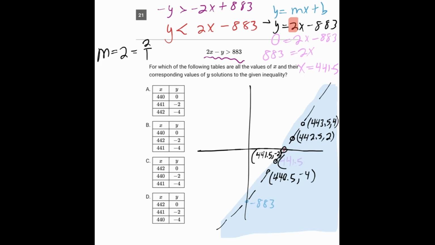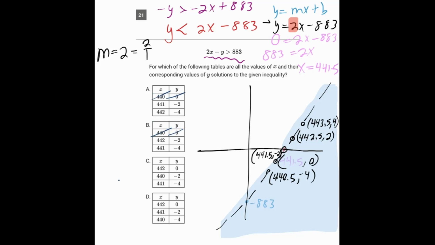don't fit. By the way, the x-intercept, I'm just going to go ahead and label it as 441.5, comma 0, because that's what it is. And let's start figuring out which of these fit. If we look at answer choice A, that has a point at 440, comma 0. So 440 would be around here. It would have a height of 0, and it would be left of 441.5. So we know that that doesn't work.